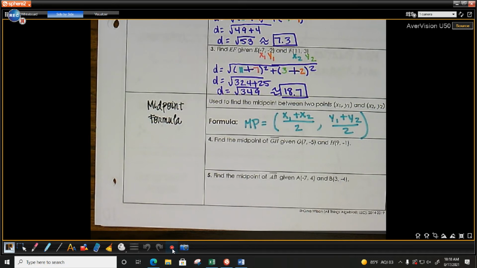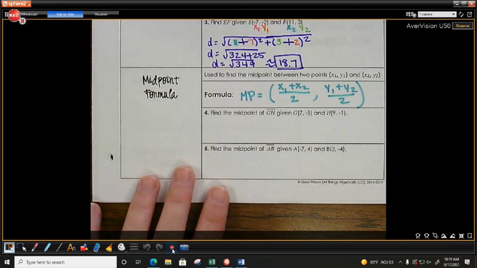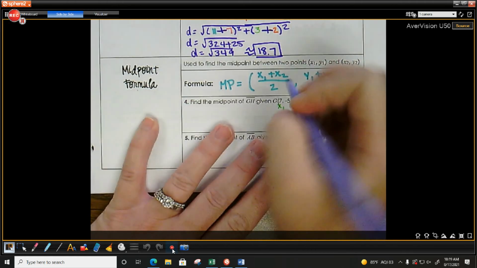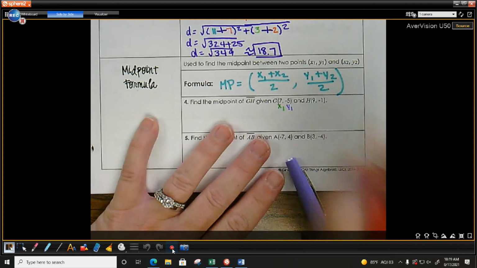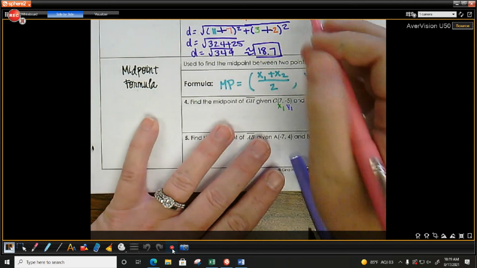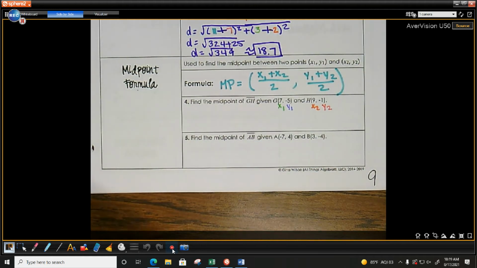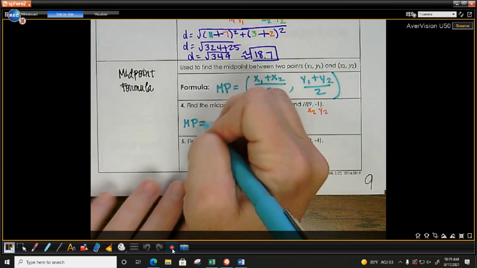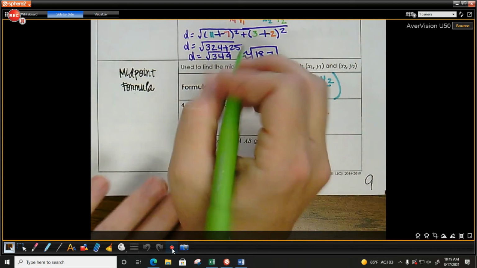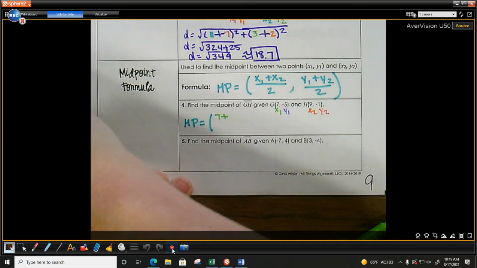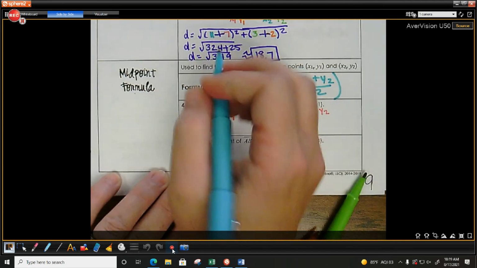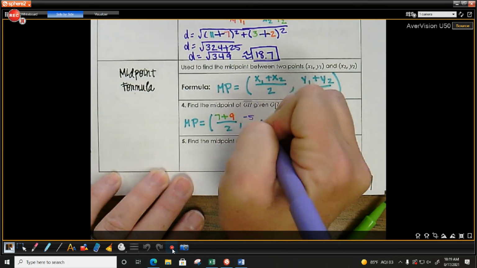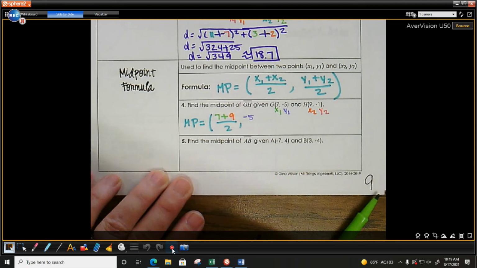Still, label your points. X1, Y1, X2, Y2. So your midpoint is X1, which is 7, plus 9 over 2, comma, what? Yeah, negative 5, that's right. Plus negative 1 over 2.